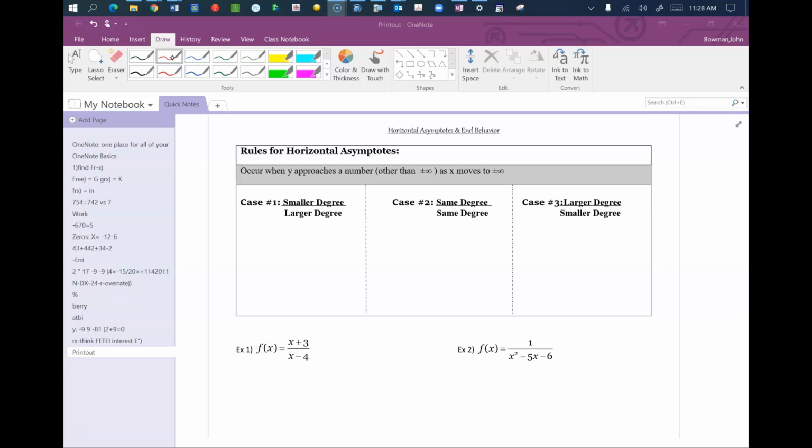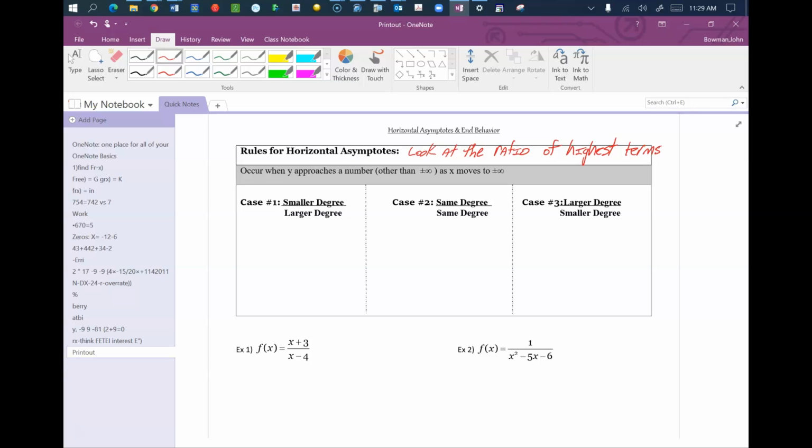It's really straightforward. All you have to do is look at the ratio of the highest degree terms. So find the highest degree term in the numerator, find the highest degree term in the denominator, simplify those, and then think about what happens to that as x approaches positive and negative infinity. So there are three cases that can arise for rational functions.